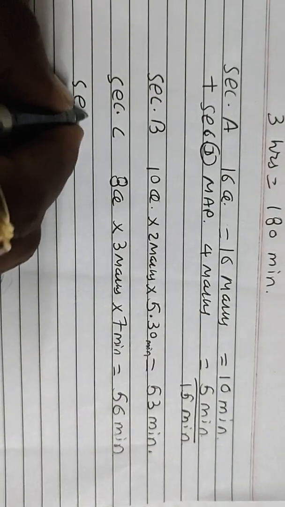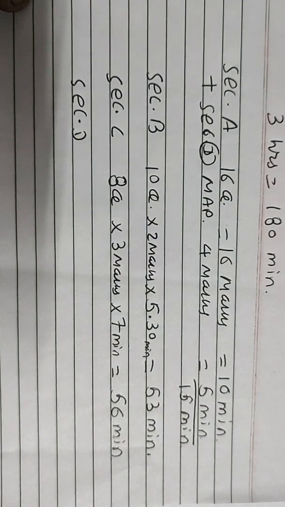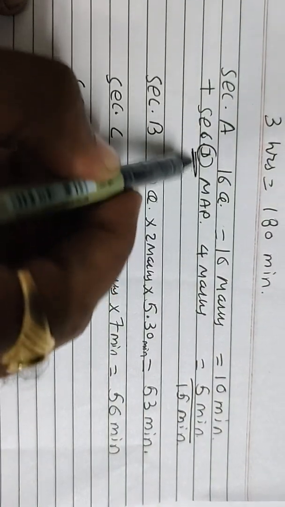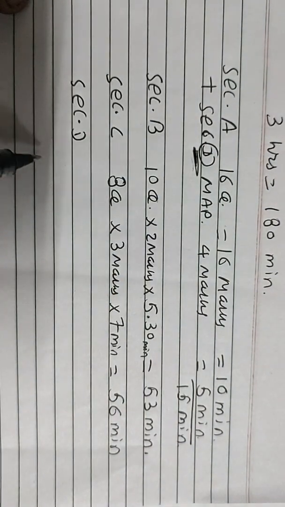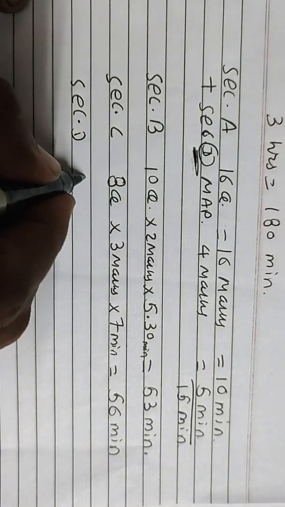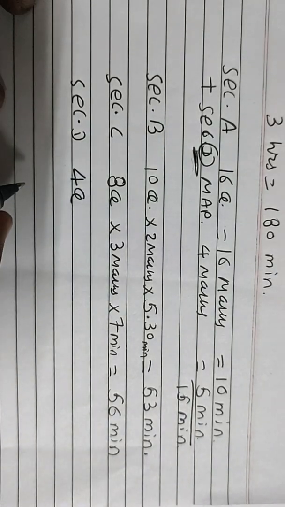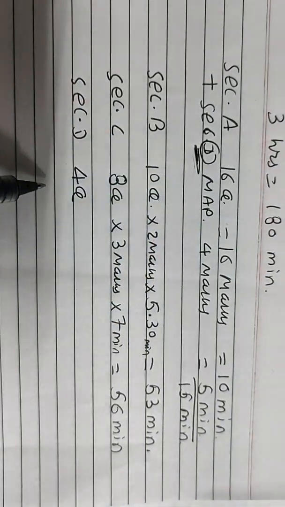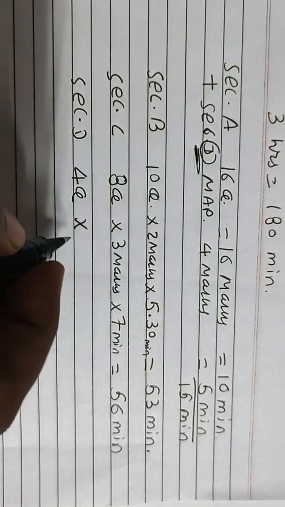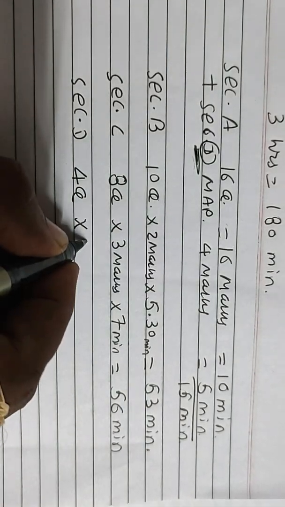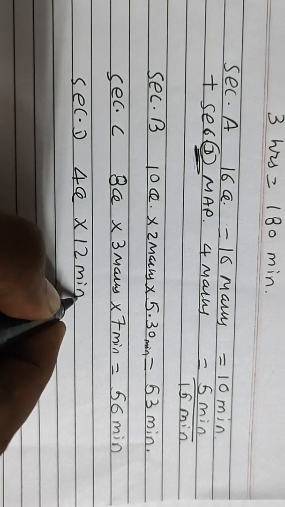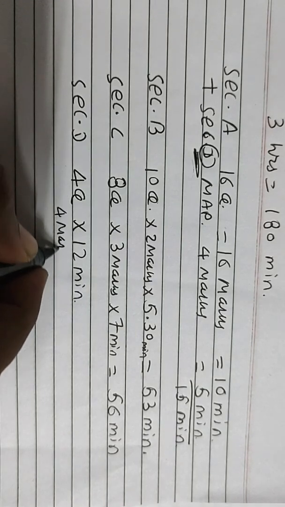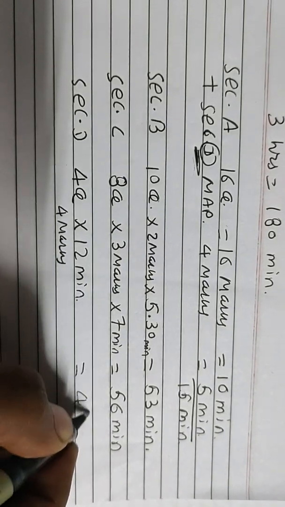Then comes section D. Now listen carefully. In section D we have a total of 5 questions, but one question of section D we complete over here. So the remaining questions are only 4 questions. Per answer you allot 12 minutes. Here every question is of 4 marks. So it goes for 48 minutes.